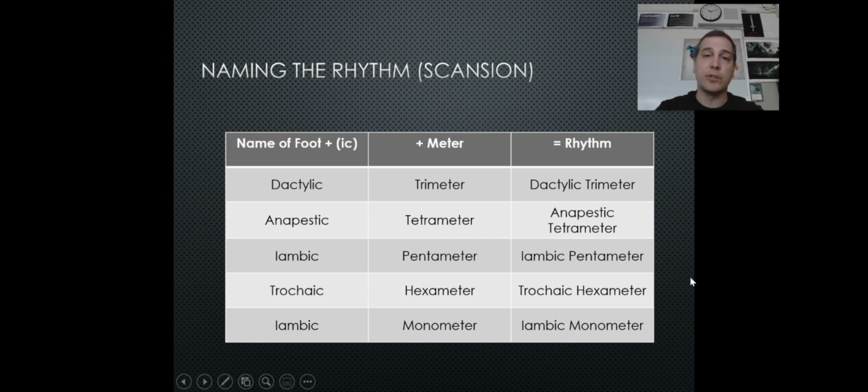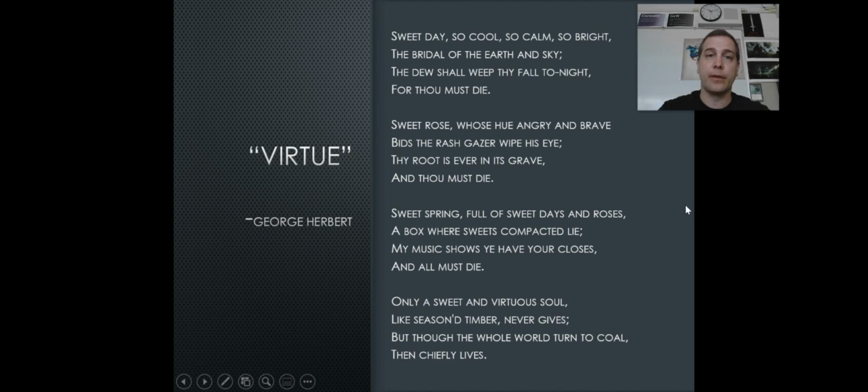But once again, if you're one of those people who wants a highly musical or a very straight beat to your poems, this is something you're going to want to put some effort into learning. And so we have this poem by George Herbert, and let's perform some scansion on this poem and see if we can figure out what the meter and rhythm of the poem is, right? Is it written in dactylic trimeter? Is it written in iambic pentameter?